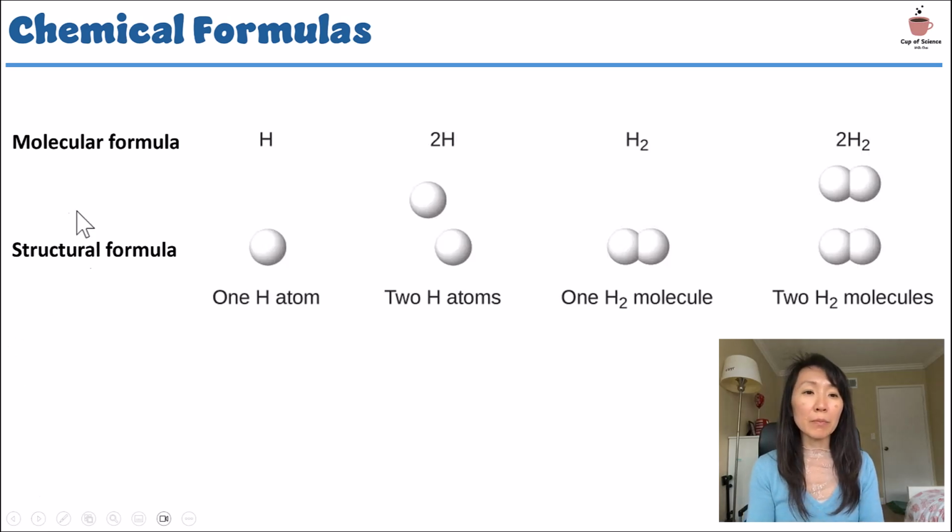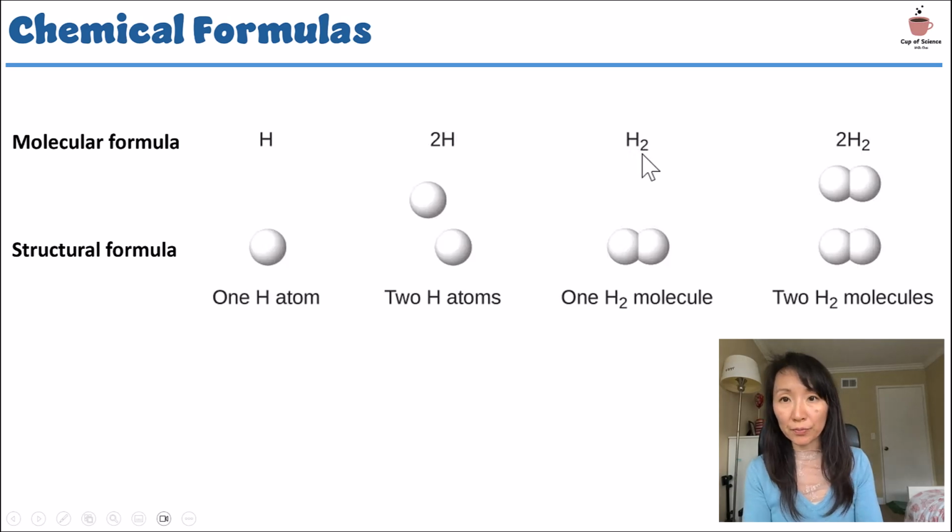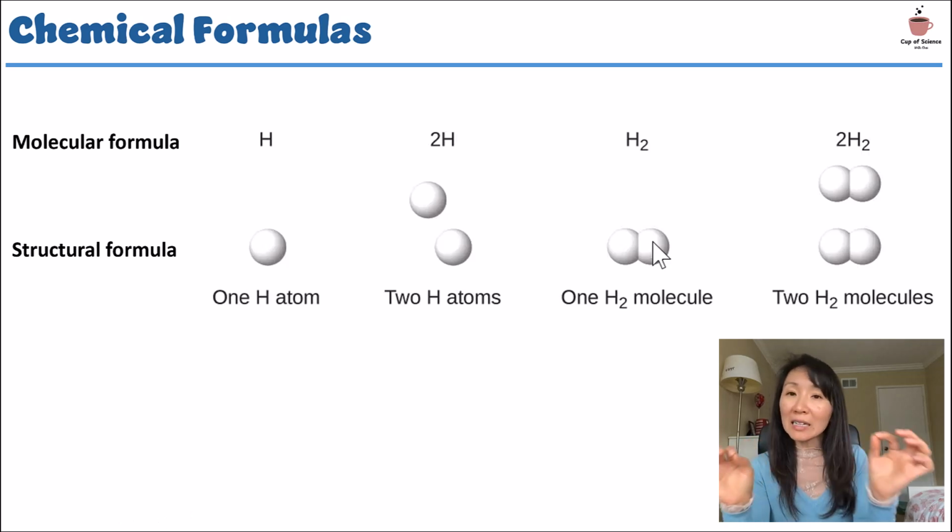Let's look at an example, okay? Here is my molecular formula on top, and then a structural formula on the bottom. Let's take one at a time. Here is hydrogen. There's only one of them, so it's just H. Let's go all the way to the third one. This is H2. The little subscript 2 represents that there are 2 of these hydrogens and they're connected together. The little 2 lets me know there is some kind of connectivity within the molecule.